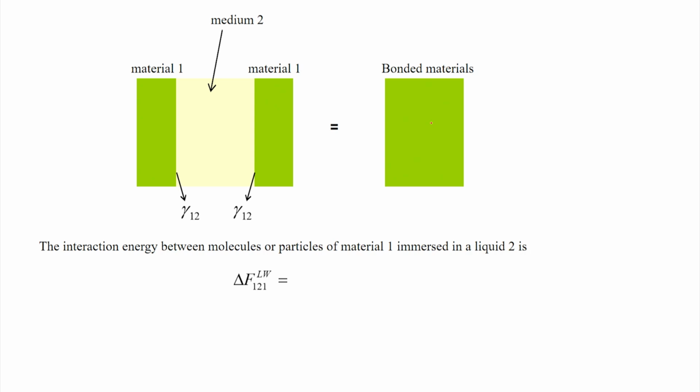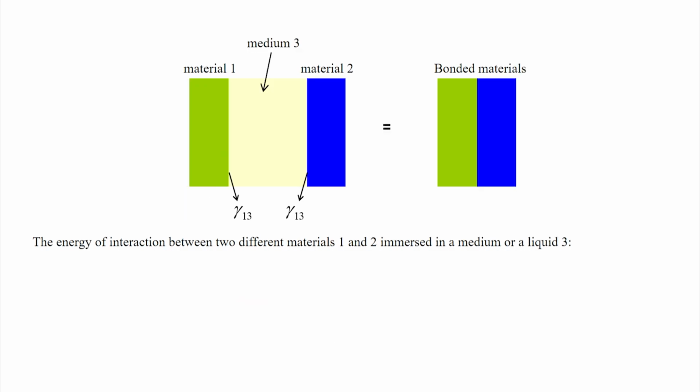Now what is the change in the interaction energy when that happens? Again over here you can see that when they are bonded together, there is no interface there. So, this is 0 here, and then minus gamma 1 2 LW and minus gamma 1 2 LW, like that. So, here it might be minus 2 gamma 1 2 LW, because there is 0 here as there is no interface, as I said. So, this is the interaction energy between molecules or particles of material 1 immersed in liquid 2, that will be something like this.